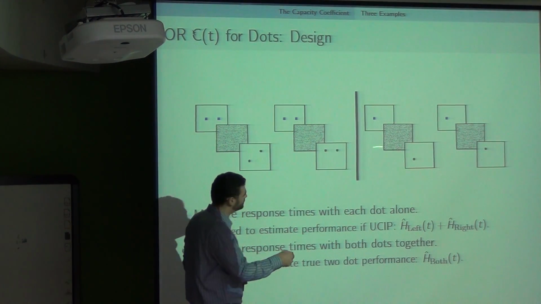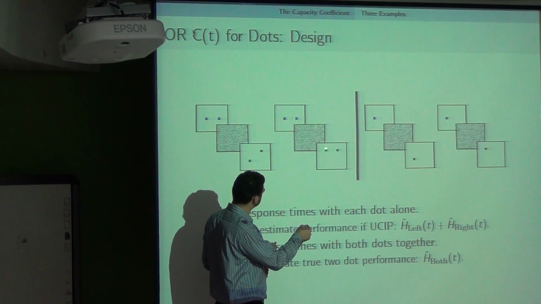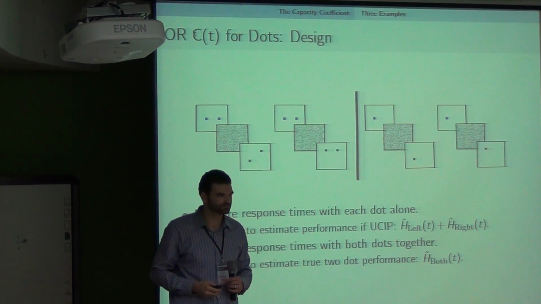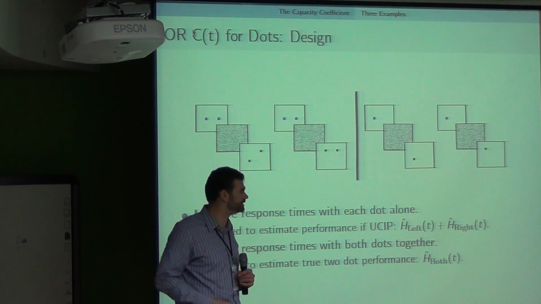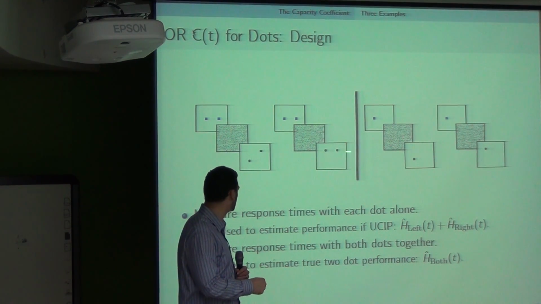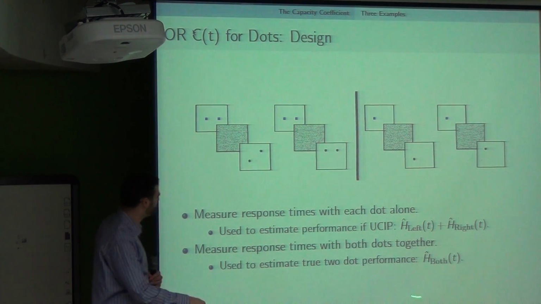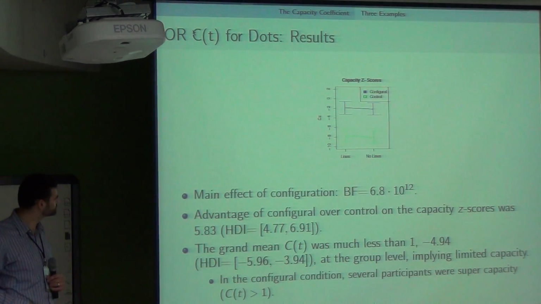So in particular, I can use the capacity coefficient. Because this one moved different than this one, I can still equate the conditions. So I don't get a situation where someone might argue, well, maybe it's just easier or harder, I guess, to detect a dot moving up. I'm controlled for that by using this baseline.